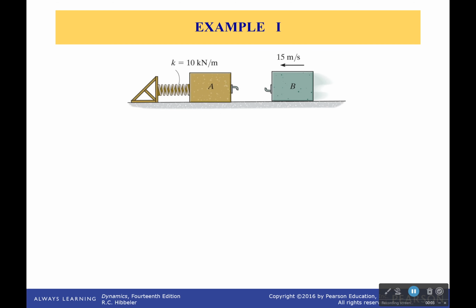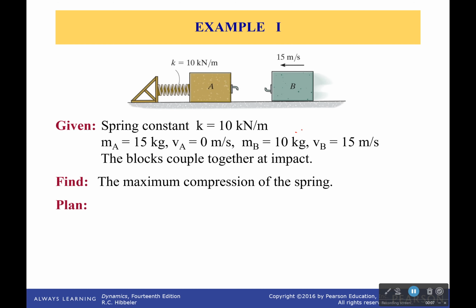Now we're in example 1. And what do we have here? Well, it looks like we have two boxes, and those boxes are moving towards each other. Now that spring constant right there is going to be 10 kilonewtons per meter.